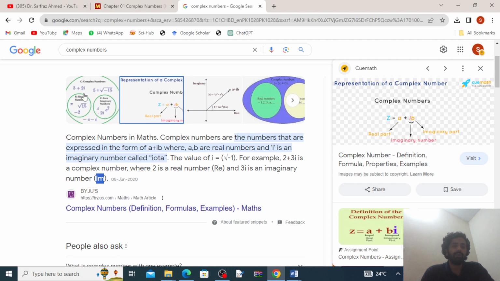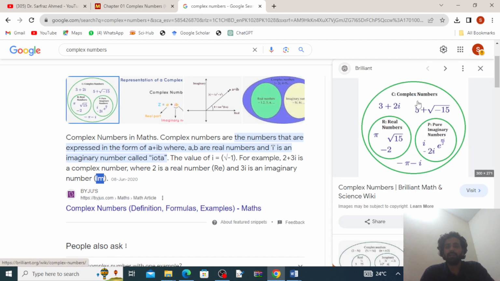So these are different complex numbers. So we can see that, so 3 plus 2i, 5 plus minus 15 under root, minus pi iota, these are the complex numbers. So basically the complex number is a bigger set, and these are the real parts, these are the imaginary parts. So real part represents the real numbers, and the imaginary parts represents the pure imaginary numbers. So we can see over here, so this is the complex number.